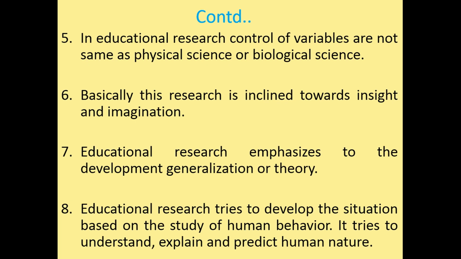In educational research, control of variables is not the same as in physical science or biological science, because educational research works with human being, human nature, human behavior, which is not static. It is changeable and uncontrollable. So, it is quite impossible to control the variables in educational research. If researcher tries to control the variable in educational research, then it will affect the findings.